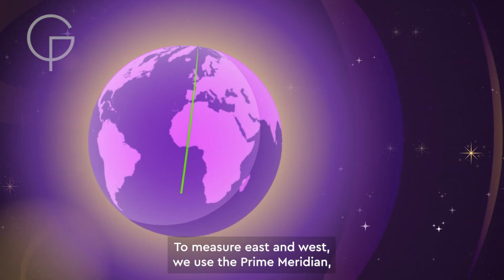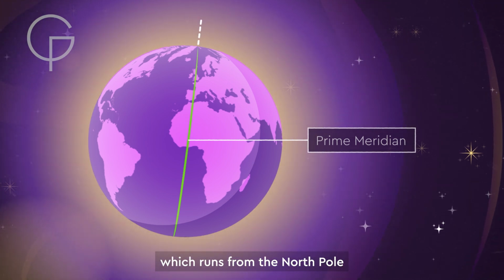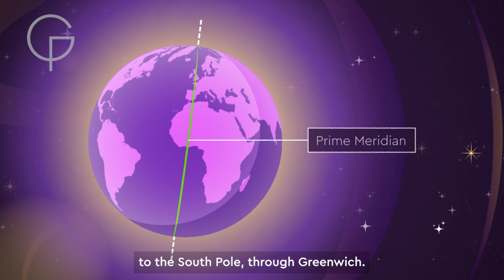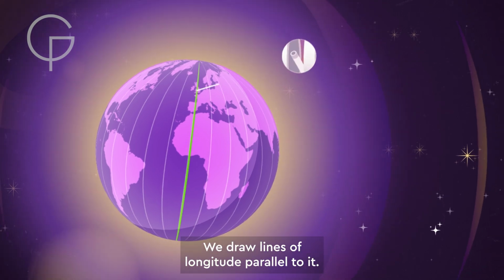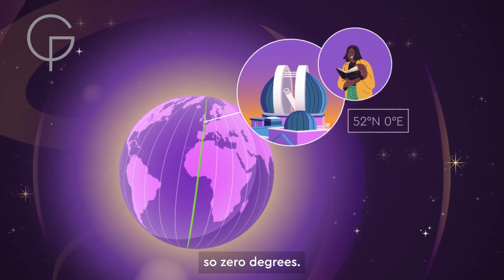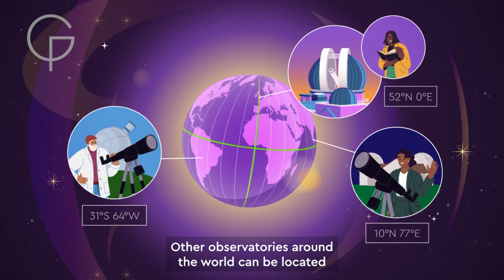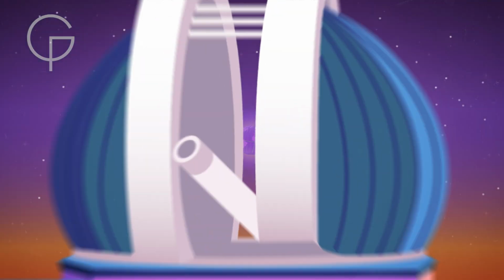To measure east and west, we use the Prime Meridian, which runs from the North Pole to the South Pole through Greenwich. We draw lines of longitude parallel to it. Here in Greenwich, we're on the Prime Meridian, so 0 degrees. Other observatories around the world can be located by their own coordinates.